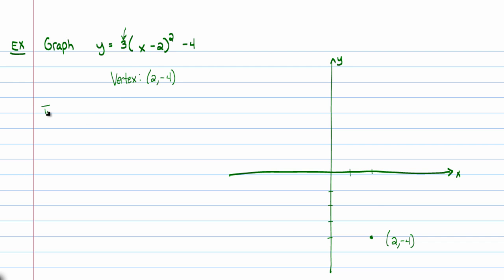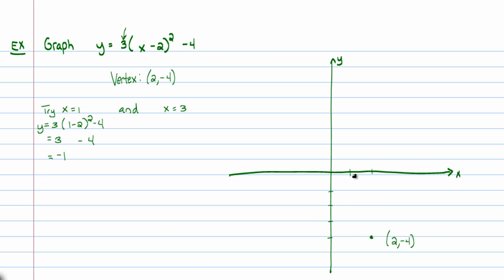So for our points, I'm going to try x equals 1 and then x equals 3, again because they're on either side of x equals 2. When I plug in x equals 1, I get 3 times the quantity 1 minus 2 squared minus 4. 1 minus 2 is a negative 1, but being squared, that just turns into a positive 1. So this turns into 3 times 1 minus 4, or in other words, a negative 1. So let me plot that point.